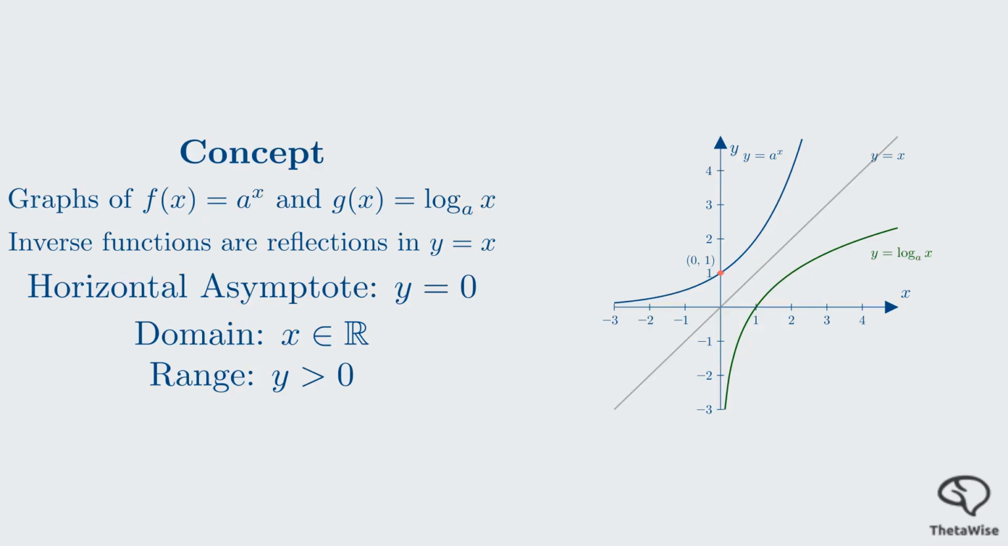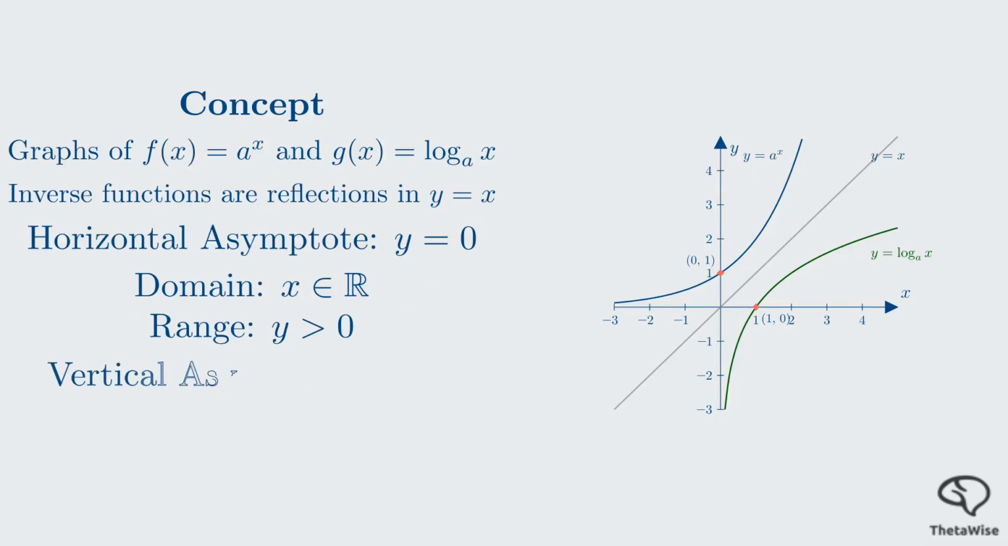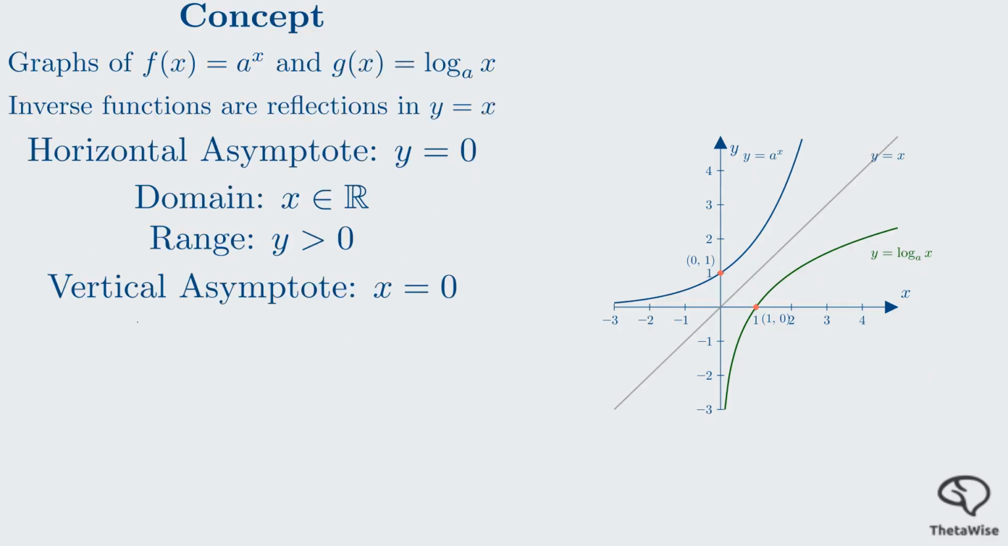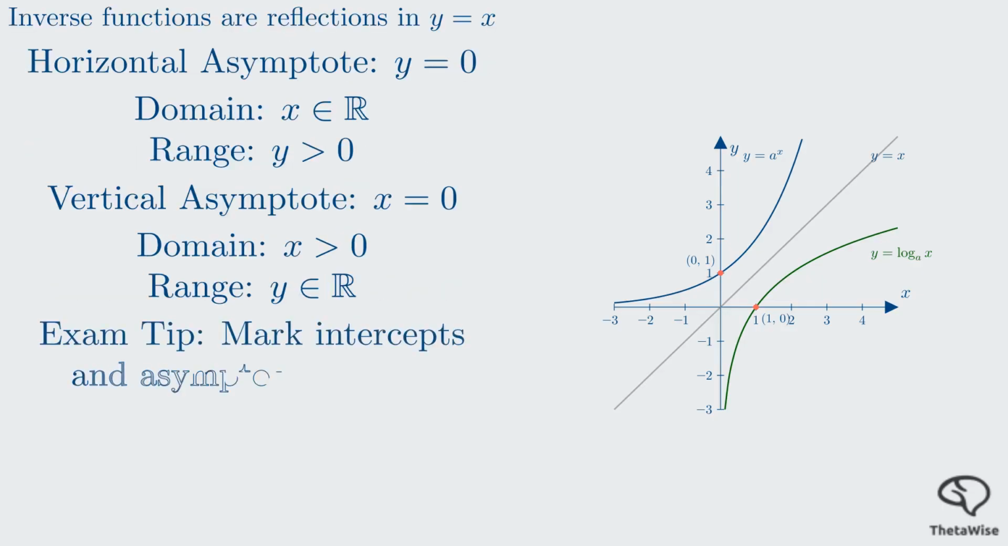Now, for the logarithmic function, the coordinates swap. It passes through 1, 0. It has a vertical asymptote at x equals 0, which means the argument of a logarithm must always be positive. The domain is x greater than 0, while the range covers all real values of y. In your exam, if you are asked to sketch these, ensure you clearly mark these intercepts and asymptotes.